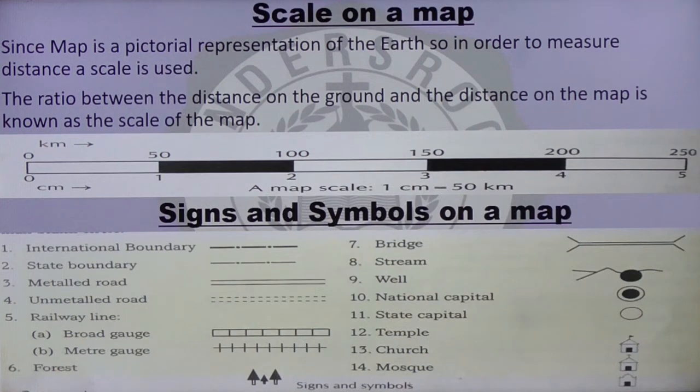Forest, you will have some sort of a tree there. Bridge, again I told you. Then streams. Then you have the national capital, you have the state capital, you have the temple, church, mosque, etc. These are the signs and symbols that you are able to find on the map.